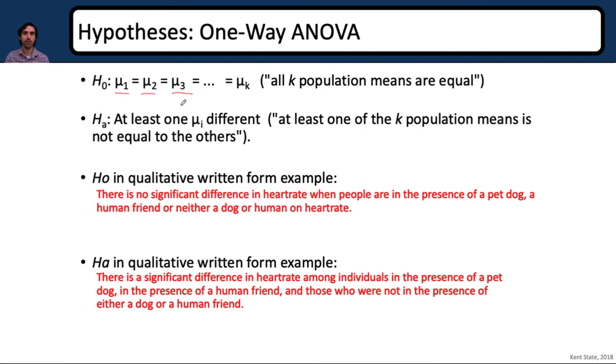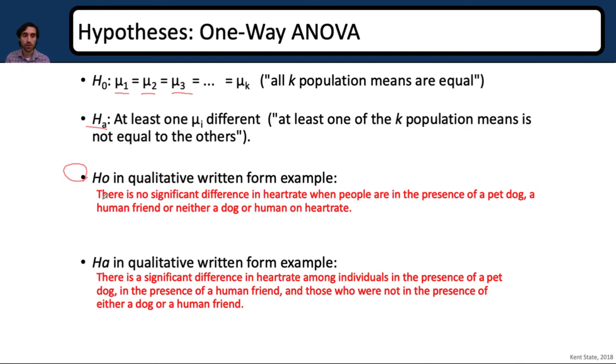So if I scared each one and their blood pressure remained the same, even the people with the dog in a room and then the people by themselves, and I tried to scare them all and their blood pressure got to the same level, then that is the null hypothesis. We would eventually retain that. So therefore, the alternative is that at least one of the population means is not equal to the others. So here is the example of the qualitative written form for this.